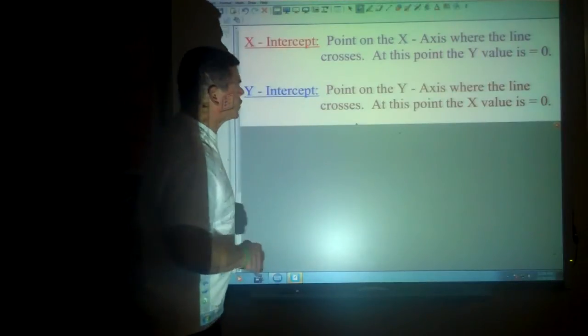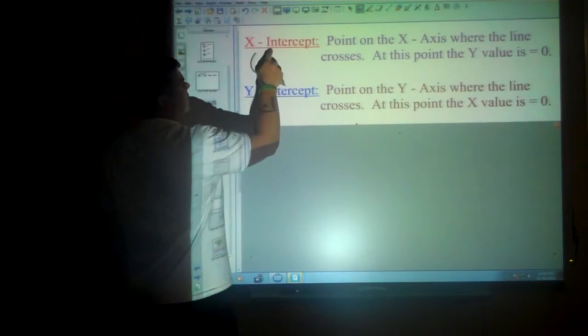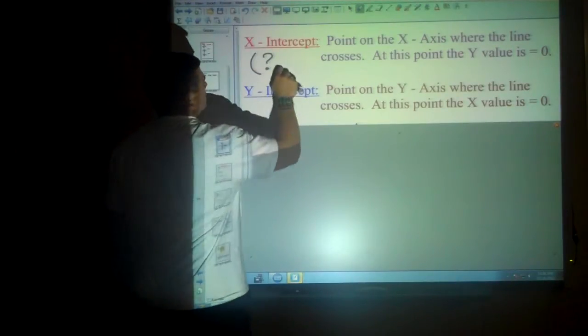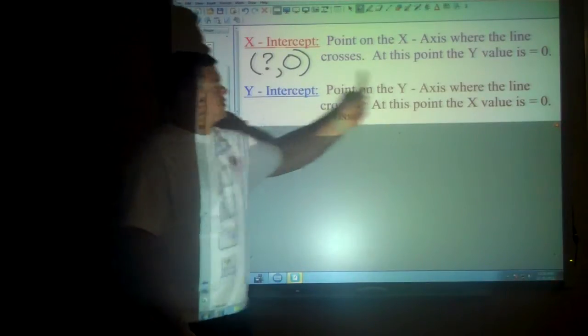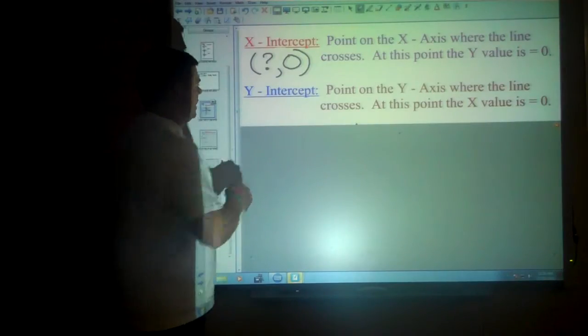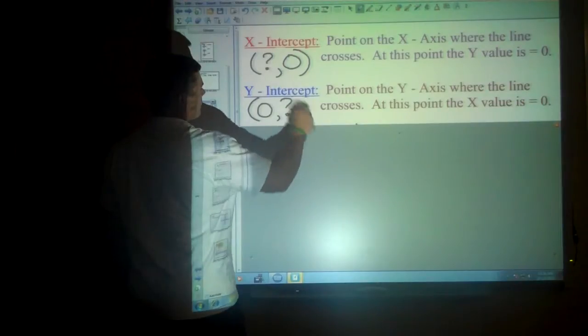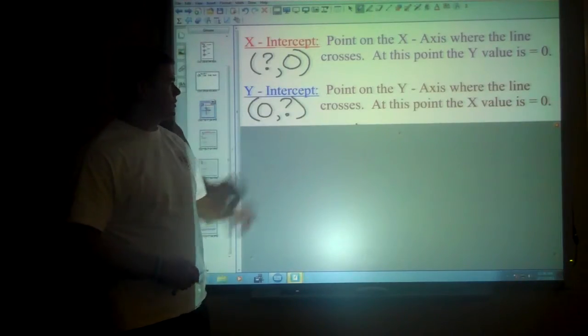So as far as coordinates are concerned, these are two different coordinates. This coordinate is going to have some number, because it all depends on where it crosses the x-axis, comma zero. So the coordinate would always look like this, because the y-value has to be zero. But the y-intercept flips that, and instead you would have a zero for your x, and then some number for wherever your graph actually crosses the y-axis. That would be this value.